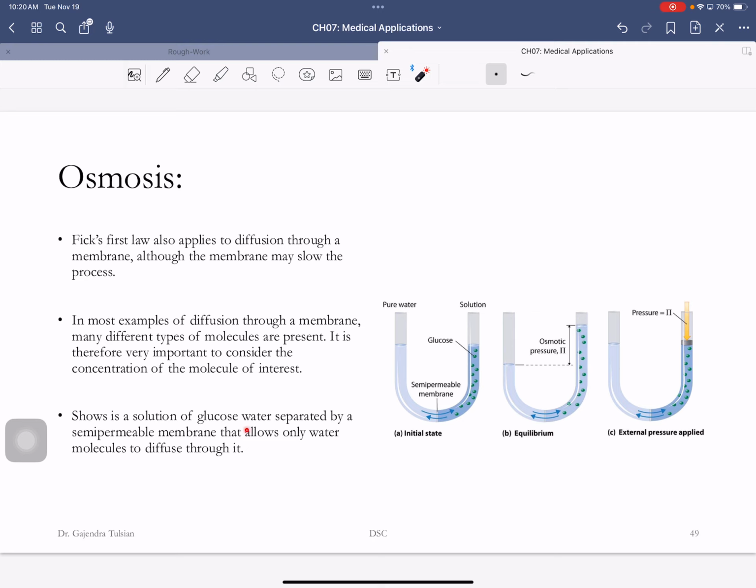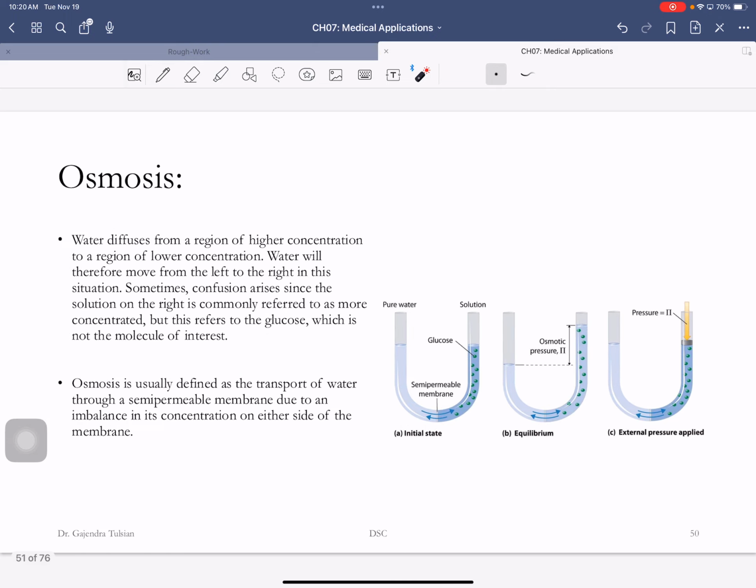Shown here is a solution of glucose in water separated by a semi-permeable membrane that allows only water molecules to diffuse through. Water diffuses from a region of higher concentration to a region of lower concentration. So the concentration of water here is higher than here, and water moves from higher concentration to lower concentration. Osmosis is defined as the transport of water through a semi-permeable membrane.